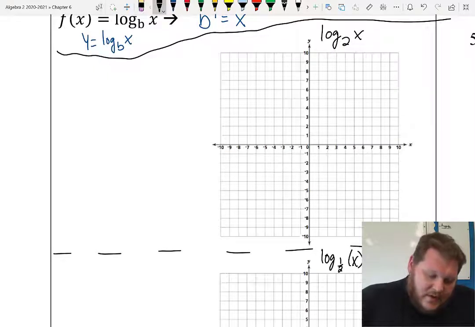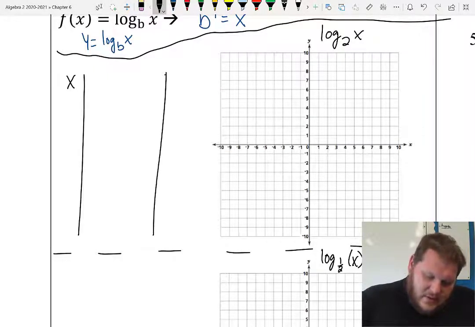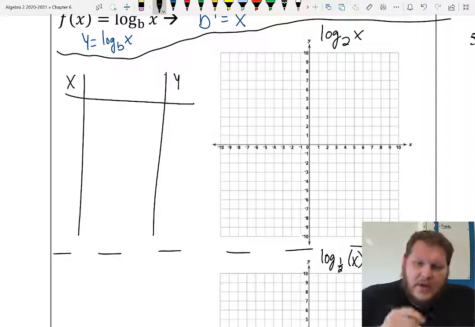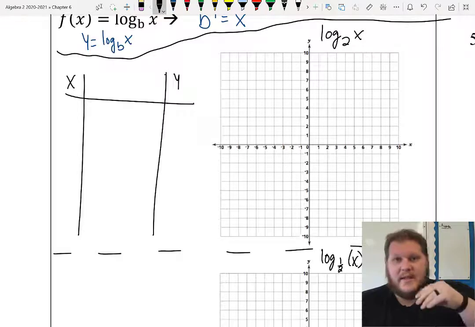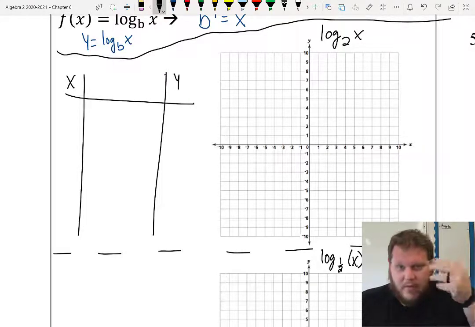So when we go through and do this, we need x, some space, and y. And we should have 3 points that we're plotting. We need 3 points on this, just like we did back in Algebra 1 when we were graphing our exponentials.